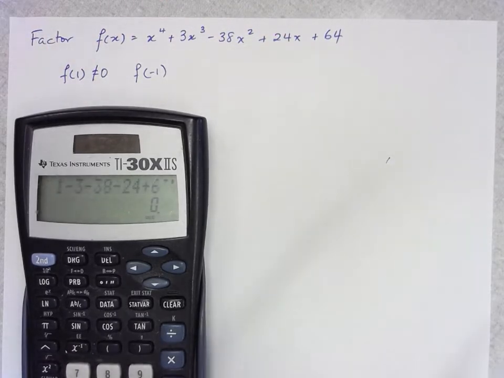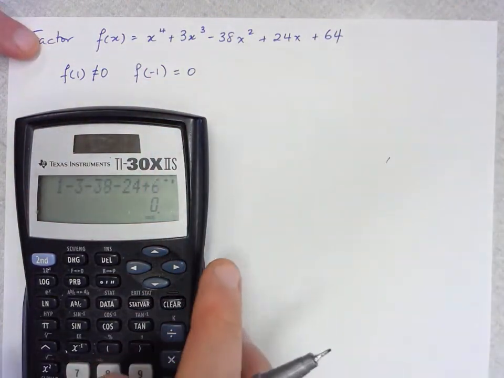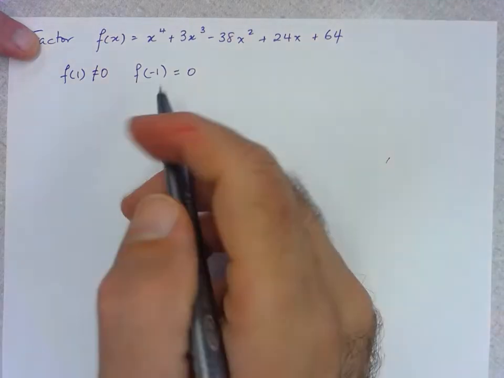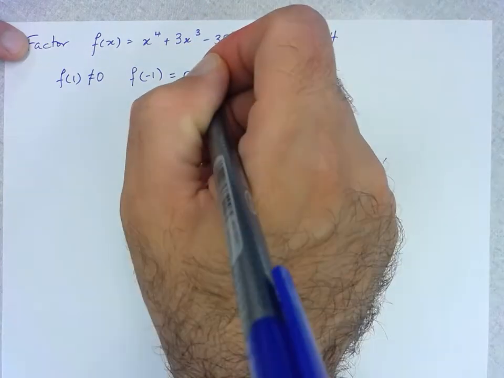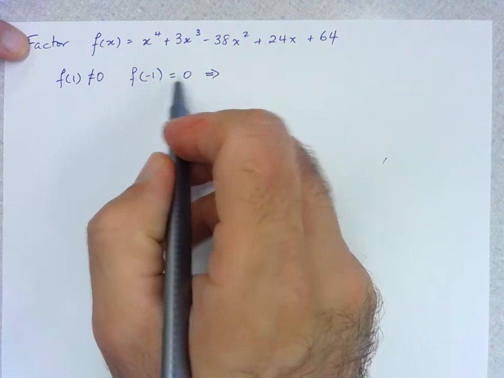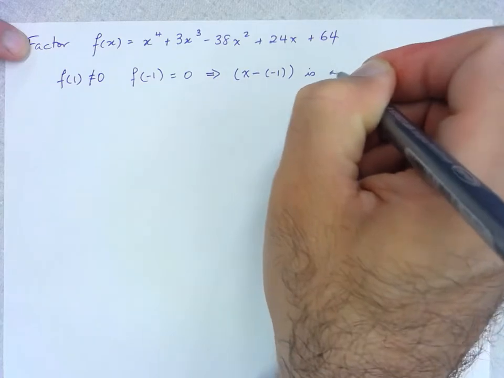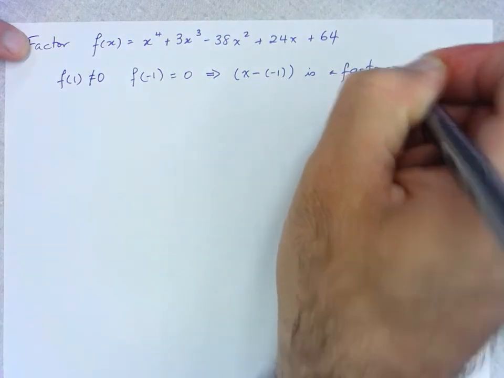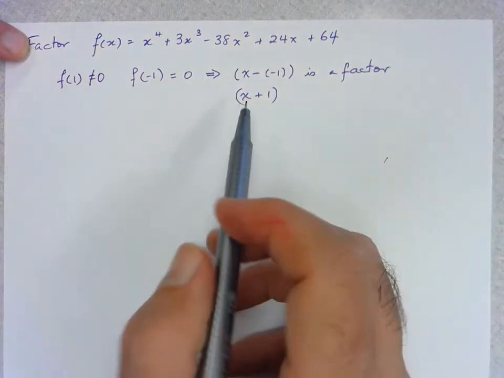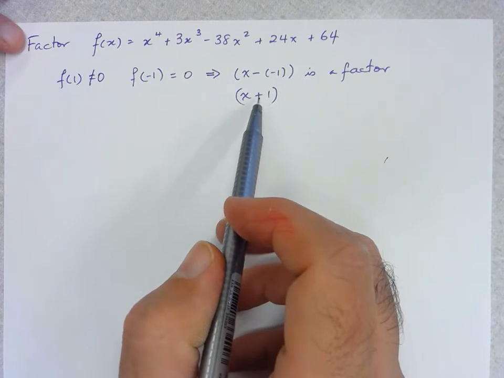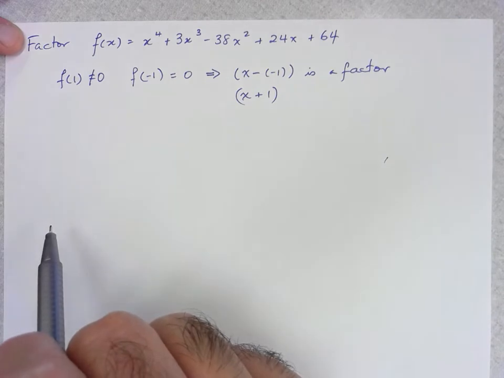And look at that, oh, we got lucky. F at -1 is equal to 0. Okay, now remember what the factor theorem tells us. Now if this didn't work, I would just keep going till I hopefully found a 0. Okay, so what the factor theorem tells us is that if f at -1 is equal to 0, means x minus -1 is a factor. But of course we don't write it as x minus -1, we write that as x plus 1. So I know that x plus 1 is a factor. So if I divide these two functions, I know that the remainder is going to be equal to 0.